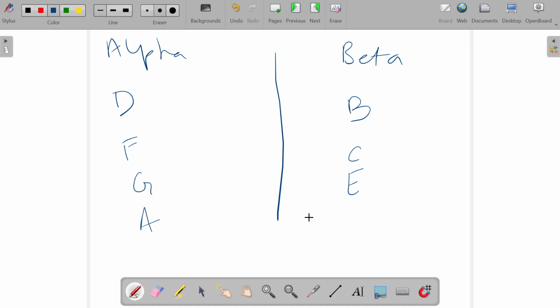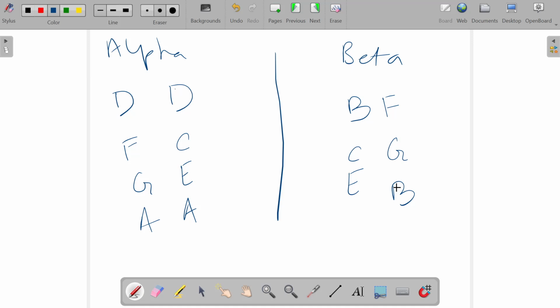Can we have some other valid arrangement? Let's check. So again, D only in alpha. So let's put D in alpha. C must be with E. So let's put C and E in alpha. And what about A and B cannot be together? So let's put A here. What about beta? F and G together. So let's put F and G here. What about B? So this is another valid arrangement. So these are two arrangements which we can have.